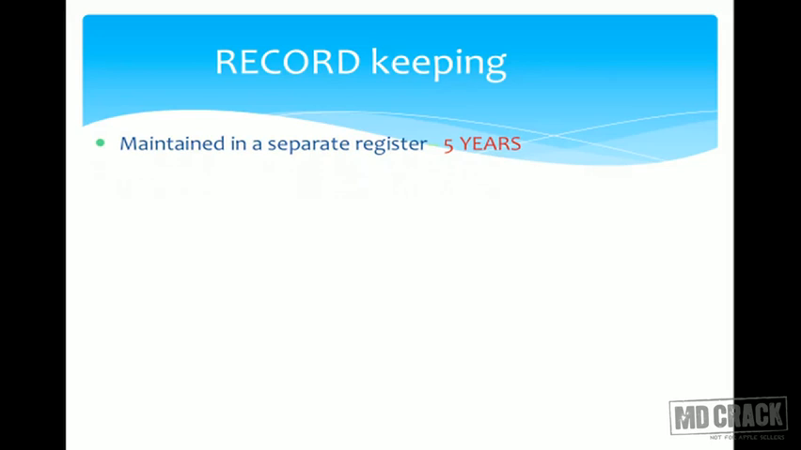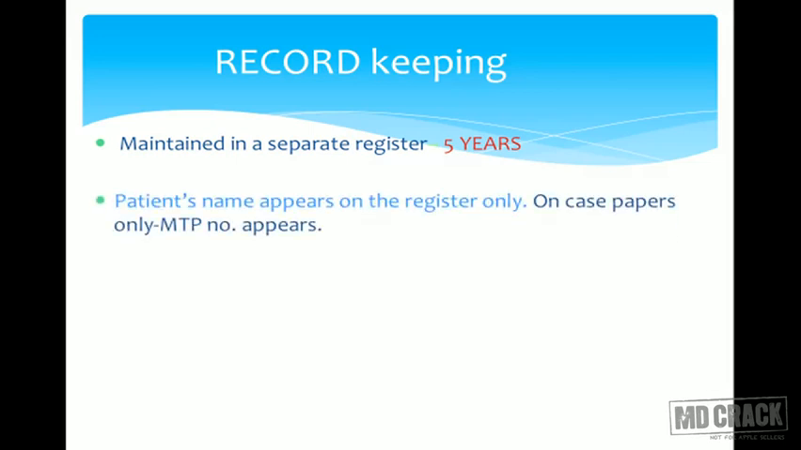Record keeping is also very important. We have to maintain a separate register for the names of patients undergoing MTP, and we have to keep this record for a minimum of 5 years. The patient's name appears only in the register. On the case paper or file of the patient, we always put only the MTP number mentioned in the register. So her file will never have her name. Only the name is mentioned in the register, and the register gives the MTP number. That MTP number is mentioned on the patient's file. This is to respect her privacy, because we don't want anyone to come to know that she is undergoing abortion. So this is to maintain secrecy and privacy.